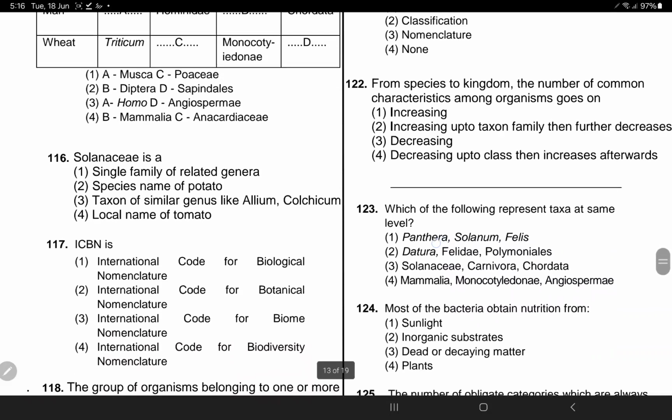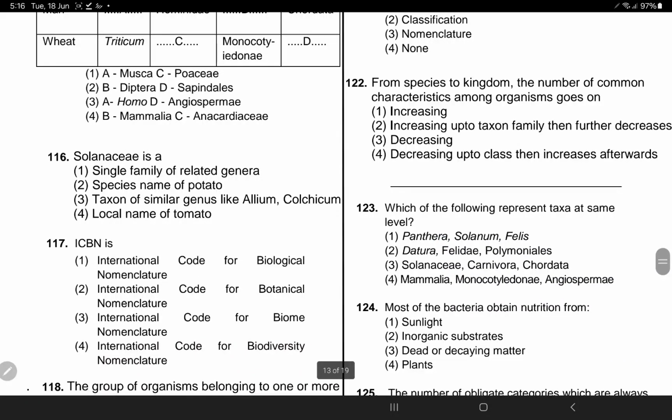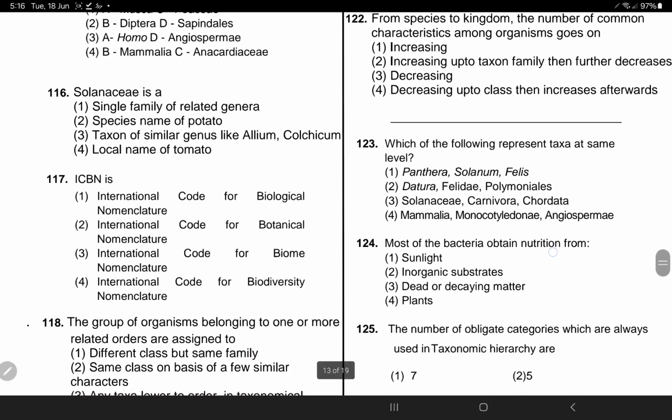Option 2 is correct. From species to kingdom, the number of common characters among organisms goes on decreasing. Option 3 is correct. Which of the following represent taxa at same level?